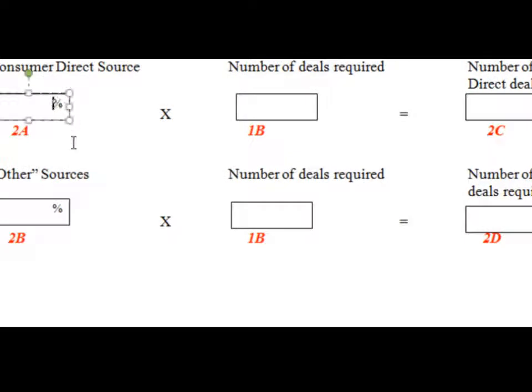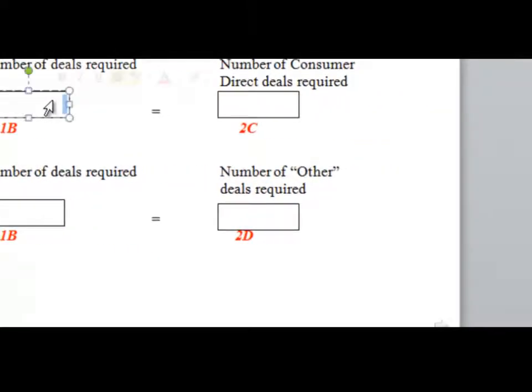Now, to work through this, we're going to take 2A, which is up here, and it was 55%, the consumer direct percentage of my business, and we're going to multiply it from 1B in step 1, which was the number of deals I need to fund in order to reach my goal, which you'll recall was 76 for me. We're going to multiply the two, and that's going to tell me how many funded deals I need from my consumer direct source in order to achieve my annual income goal. And in my example, that number is going to be 42.